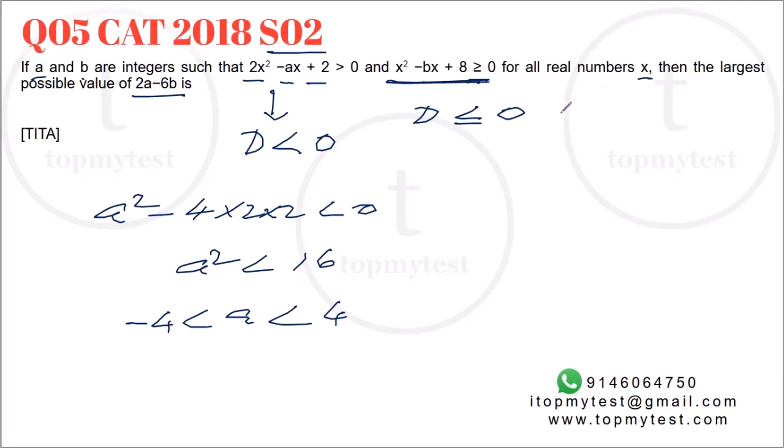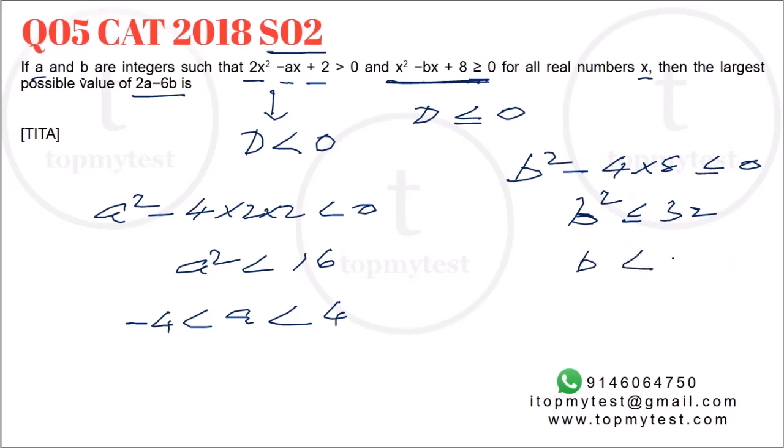What about the second one? The second one, the discriminant will be less than or equal to 0 when b square minus 4 into 8 is less than or equal to 0, or b square is less than or equal to 32. Now a and b are integers, so b lies between 6 and minus 6. Right? This will be the range for b.